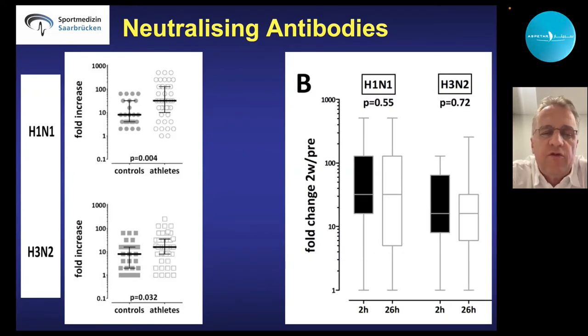So here you can see the results. On the left-hand side, the comparison between control group and athletes. On the right-hand side, the comparison between those athletes vaccinated right after training to those vaccinated about 1 day later. You can see the antibody response. These are neutralizing antibodies, the antibodies that give the most reliable immunity. And for both the H1N1 antigen as well as for the H3N2, you can see that the athletes on average have a slightly higher response.